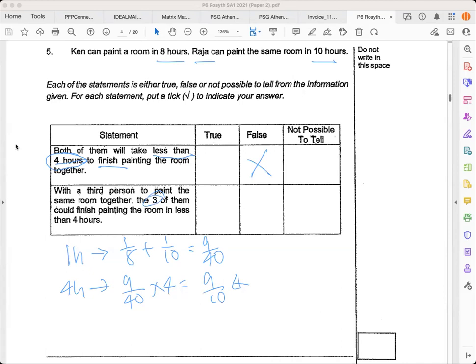of the room. What if the third person is really slow and that third person can't even paint 1/10 of the room in that 4 hours? Then the statement will be false. So this statement can either be false or can also be true. So the answer is not possible to tell. Right? So every statement in a true, false, not possible to tell, you need to analyze, calculate, and prove. All right? Not based on just guessing.